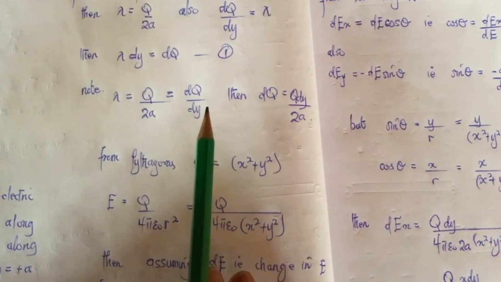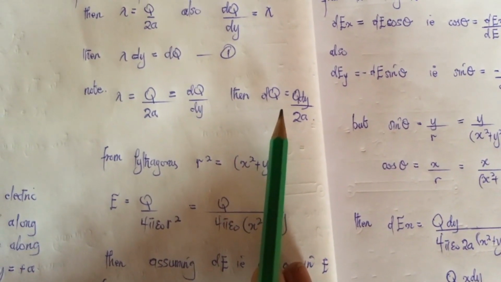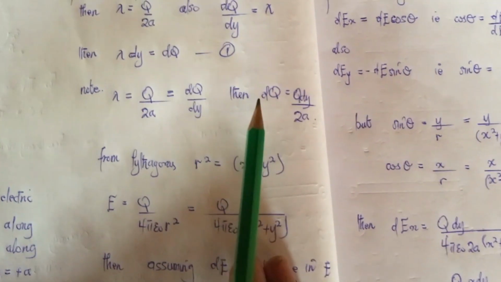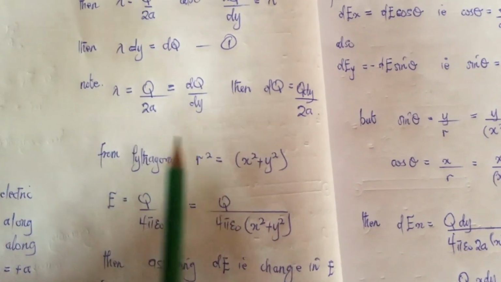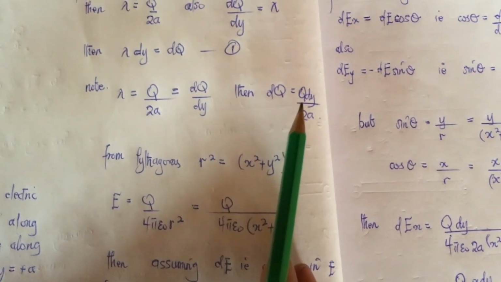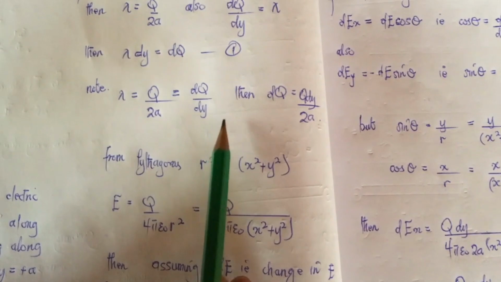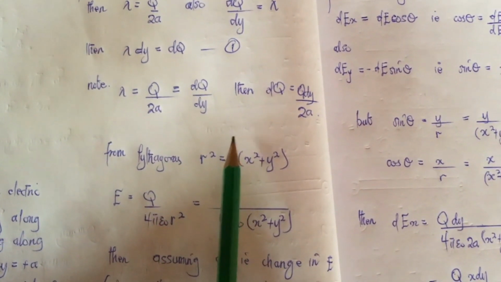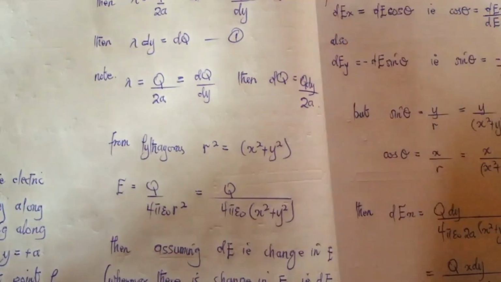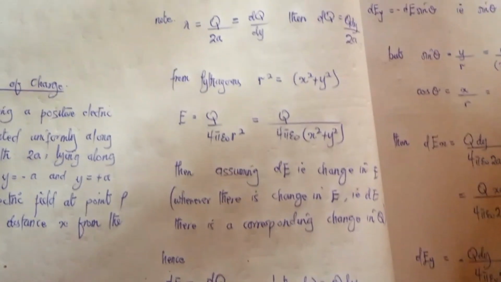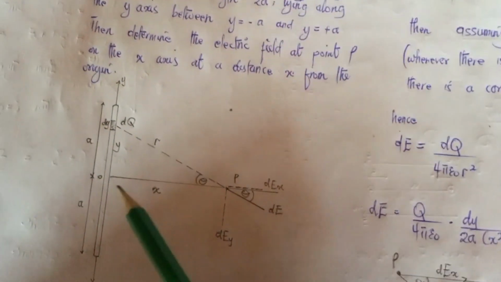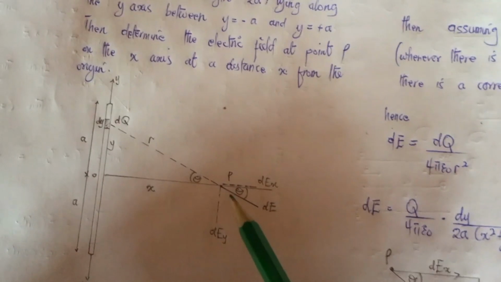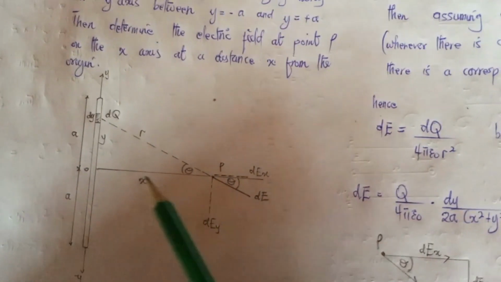If you make dq the subject, using cross multiplication, you are going to get Q dy all over 2a. So now we have our dq. Now, from our Pythagoras theorem, if you look at this well, here is our x. This is the distance of the point with respect to the origin. This is our x.